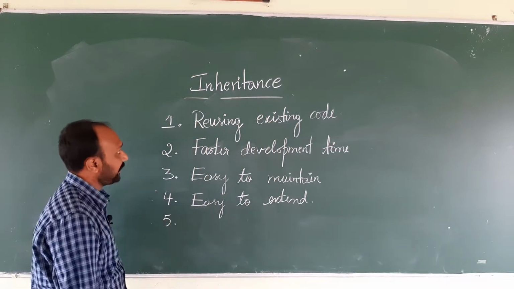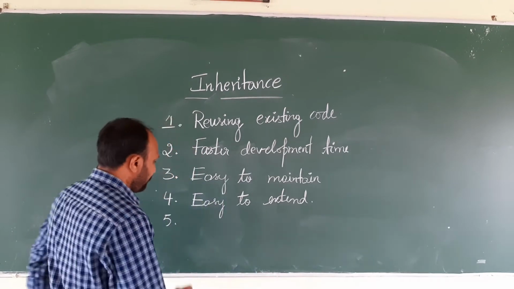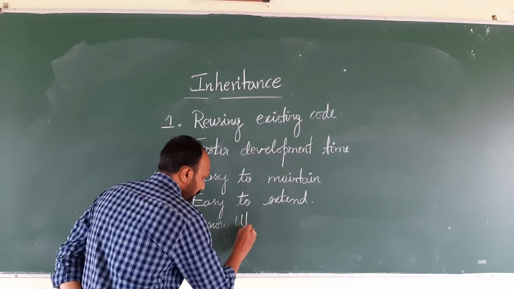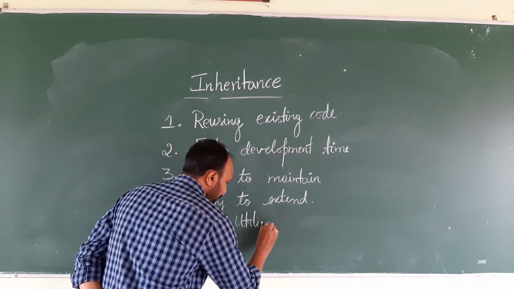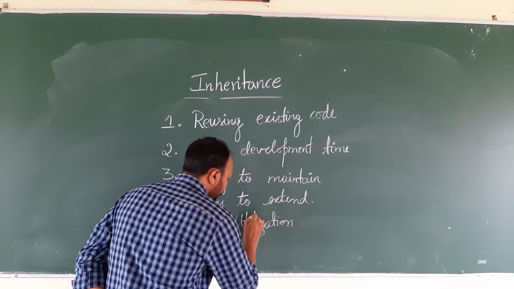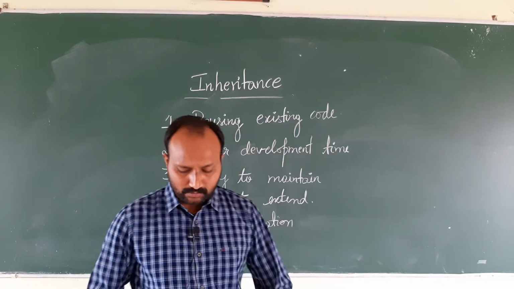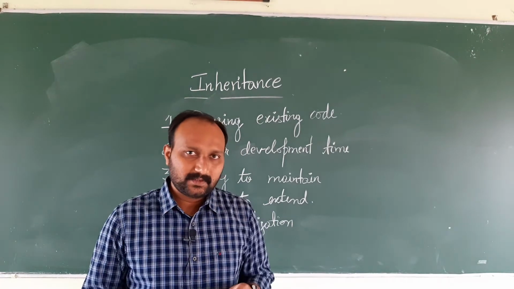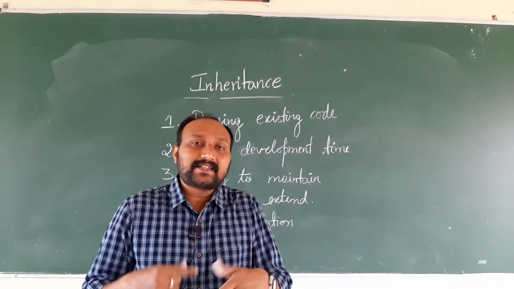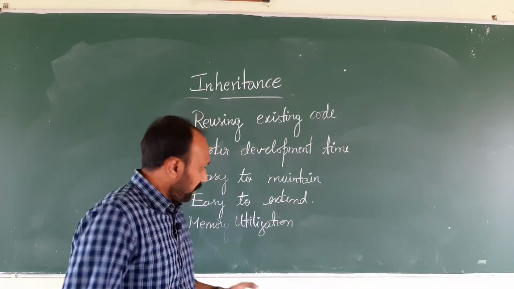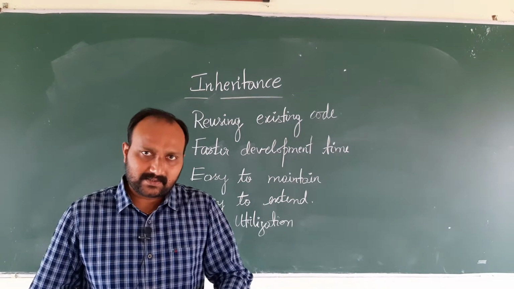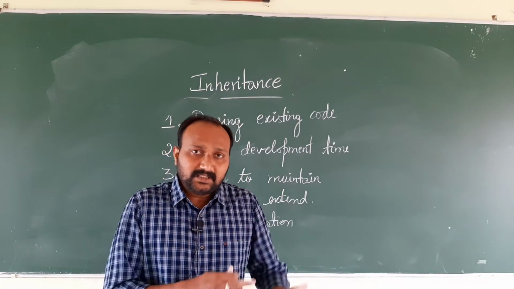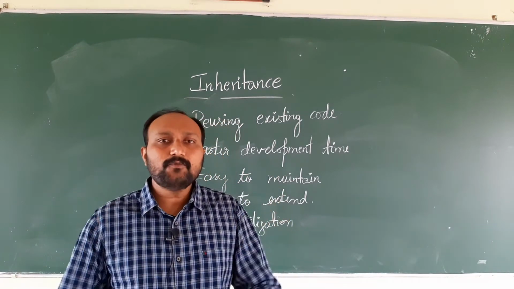Similarly, the final advantage of inheritance is memory utilization. So, what is meant by memory utilization? Always we should write a program so that it occupies very little memory. If it occupies very little memory, then it can execute at a much faster rate. If I have to derive too many fresh classes from scratch, then it will consume too much memory.